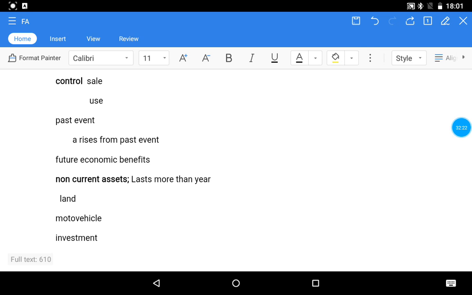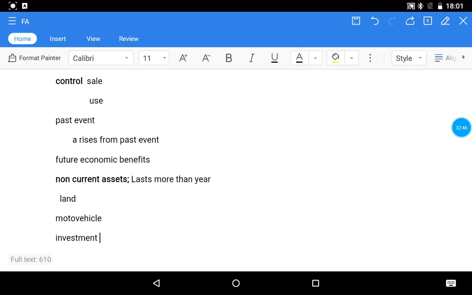Then also we have equipment and machinery. When you have, for example, a factory, you have your machines, you have equipment, you have what you use to make your product. That means those things last more than a year.